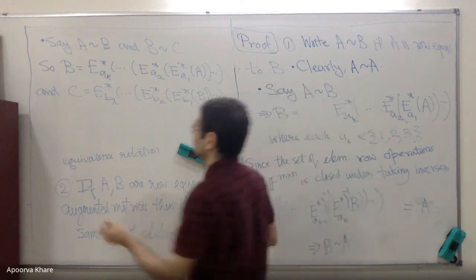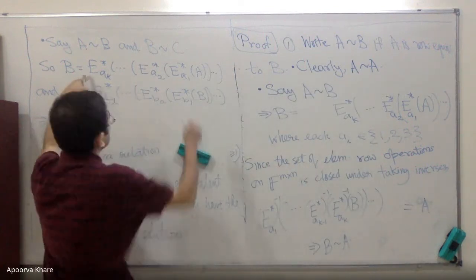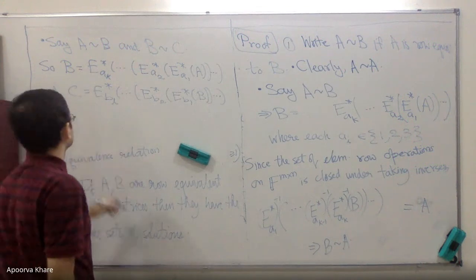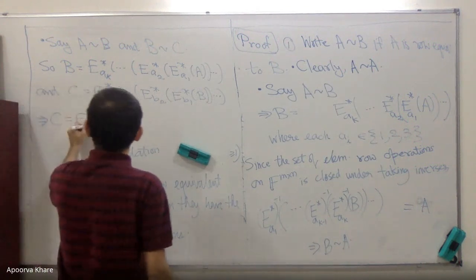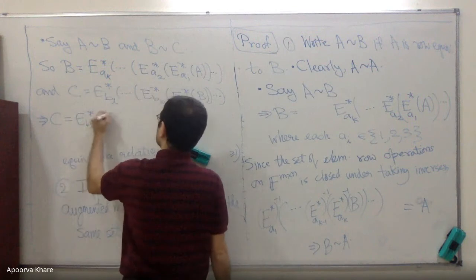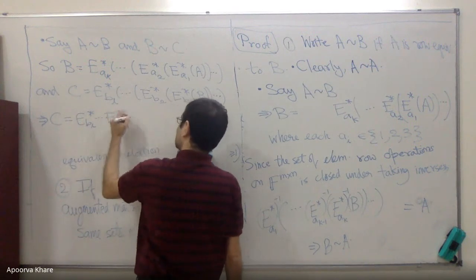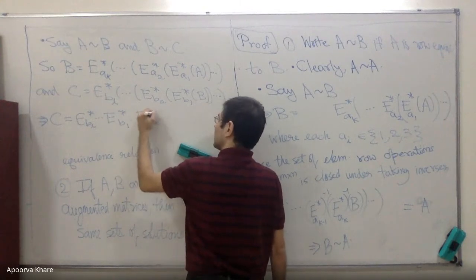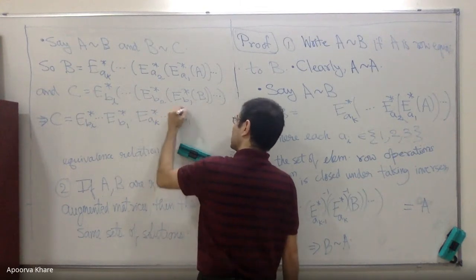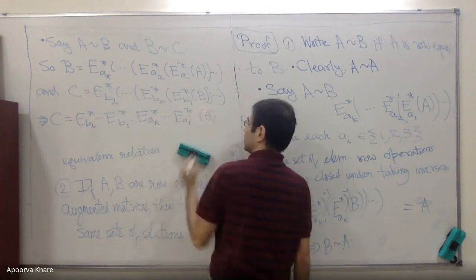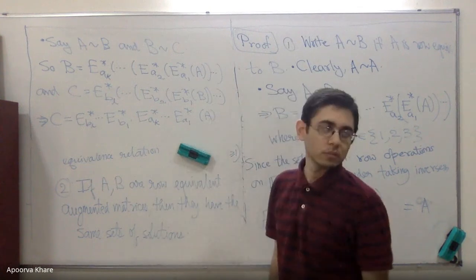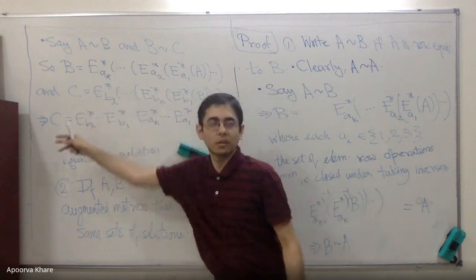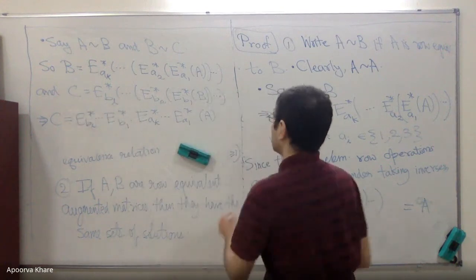But then just plug in this expression for B over here and you're done, right? So this is just easy. C equals E_BL star, and so on down to E_B1 star, applied to E_AK star, and so on down to E_A1 star, everything of this applied to A. And so indeed there are finitely many operations taking A to B to C. So taking A to C. Okay, so this is part 1.